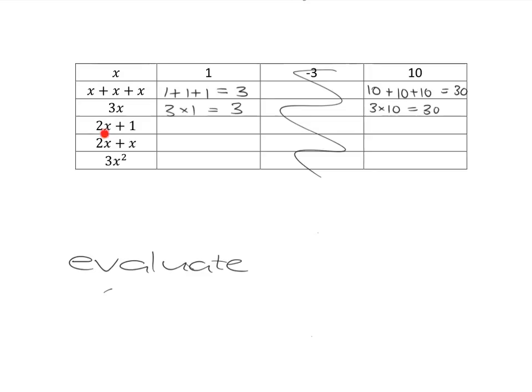Okay, what about 2x plus 1? If we evaluate that when x is 1, we get 2 times 1 plus 1, and that gives us 3. And when x is 10, we get 2 times 10 plus 1, and that is 21. All right, why don't you try and do the same thing for 2x plus x and for 3x squared? Pause the video now, do it, and then we'll go over it together.